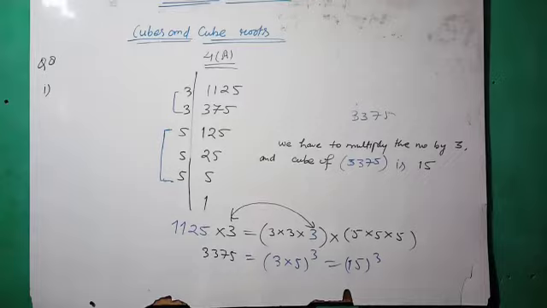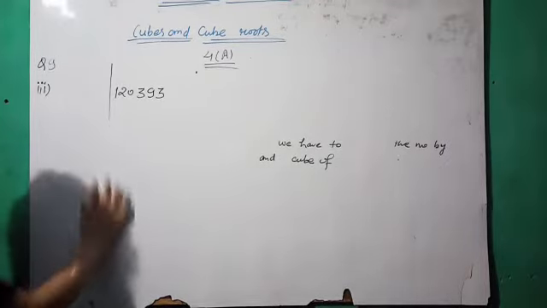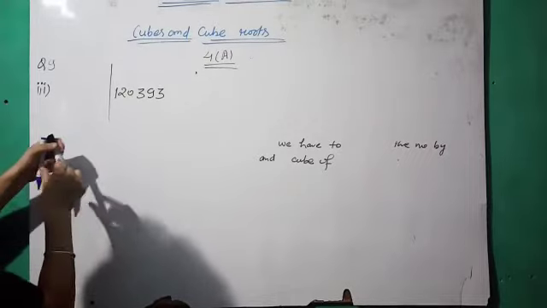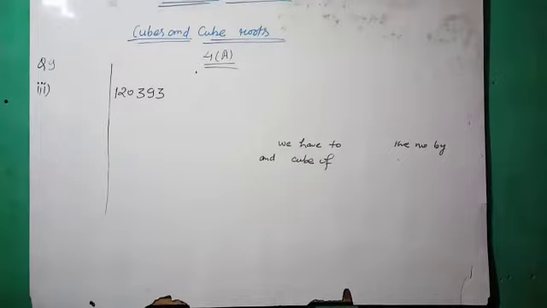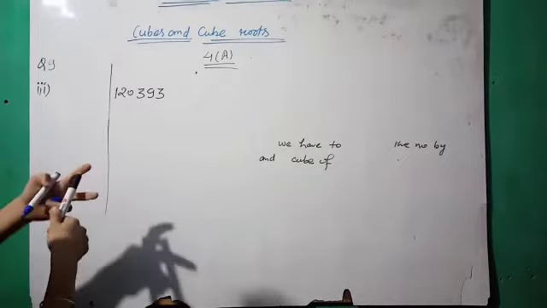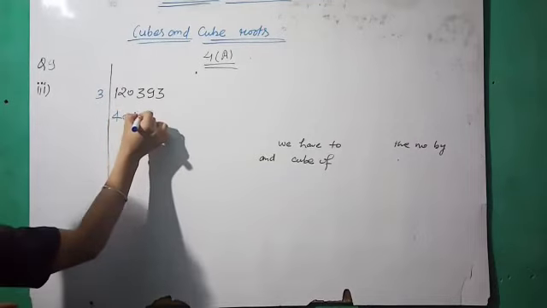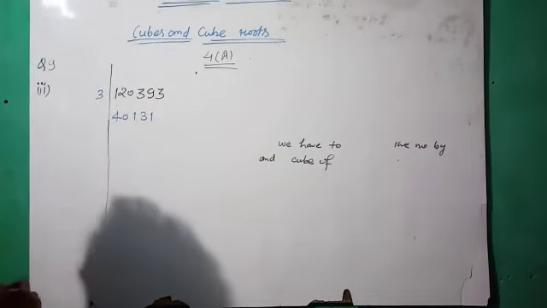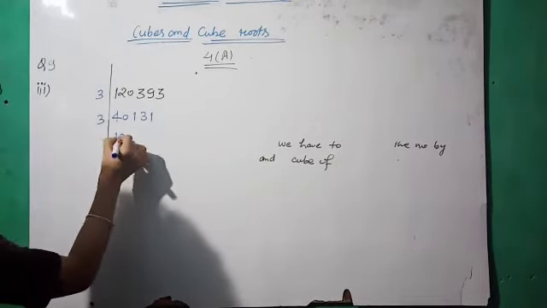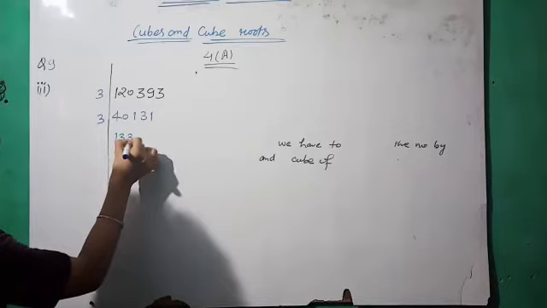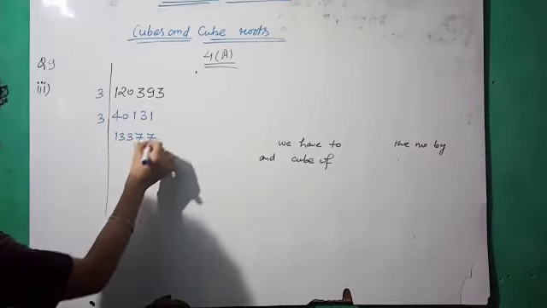Now we move to the next question. In this question we have to find the smallest number by which we can divide this number so that it becomes a perfect cube. So 12393. First of all we can divide it by 3: 3 4 12, then 1 3 1. Again divided by 3: 3 2 is 6, 3 7 is 21, 7.